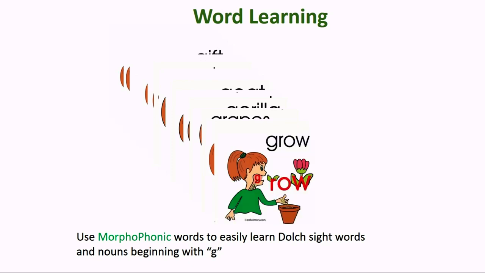Green. Grow. So those are just some examples of picturing words that teach both phonemic awareness, the letter at the beginning of the word, alphabet recognition, and then helps them internalize sight words.